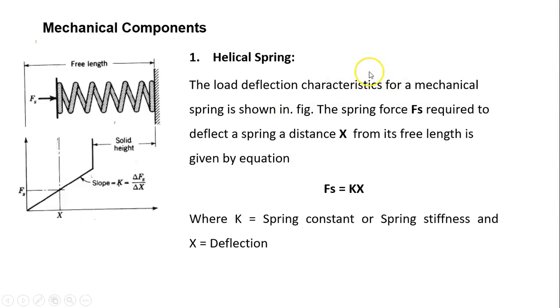Therefore, you can represent this equation, that is Fs is equal to kx, by using the following block diagram. Now how to read this block diagram? Fs into 1 upon k is equal to x, because from this equation Fs is equal to kx, you can write x is equal to Fs upon k. Therefore, that you can represent by using this block diagram.